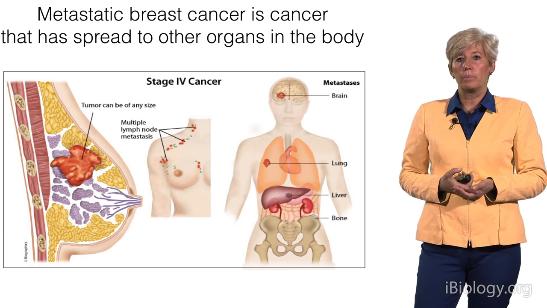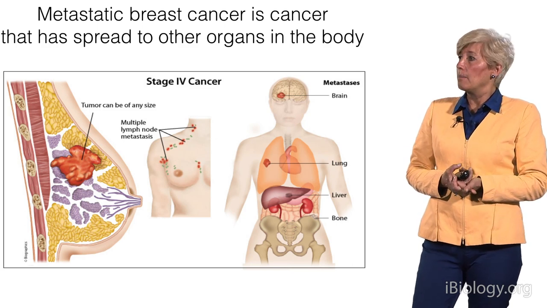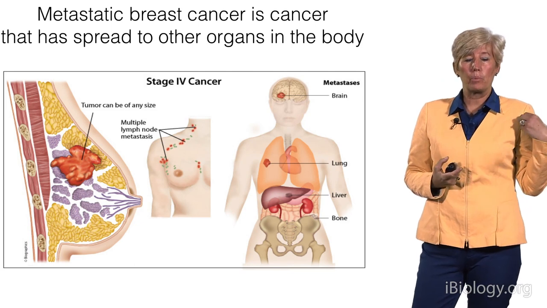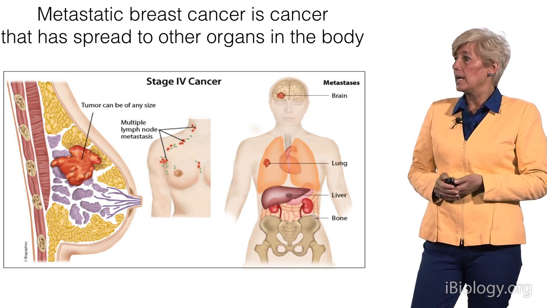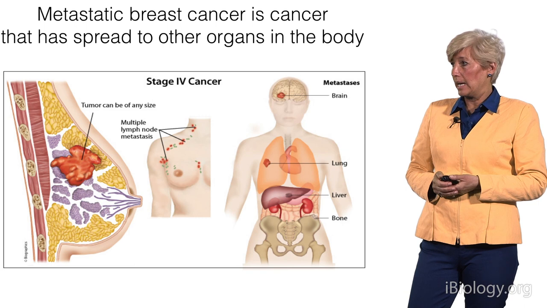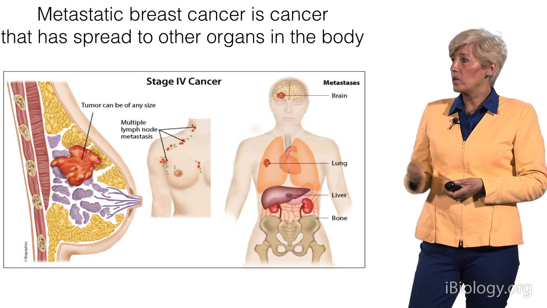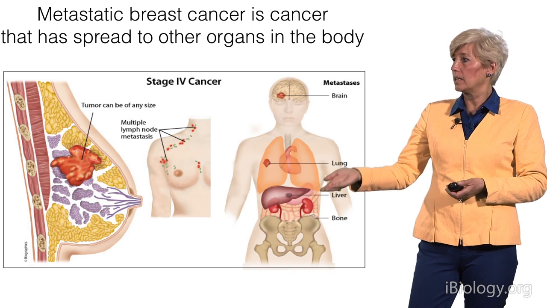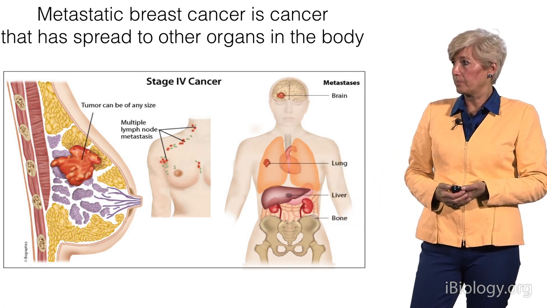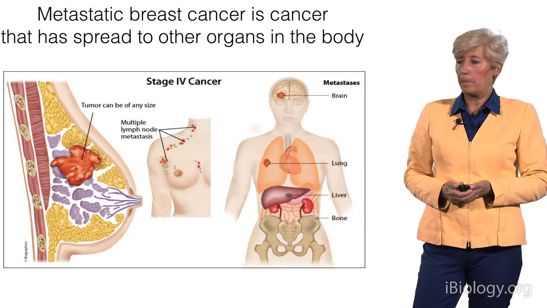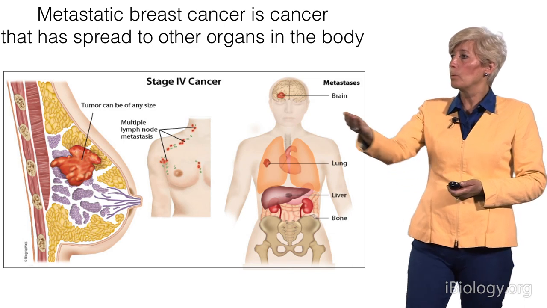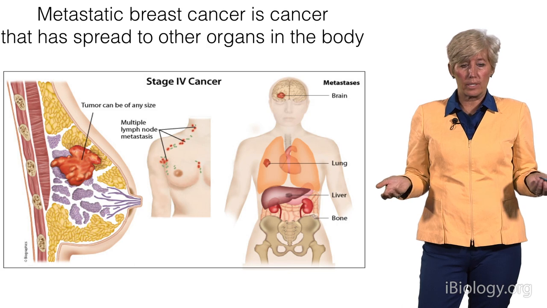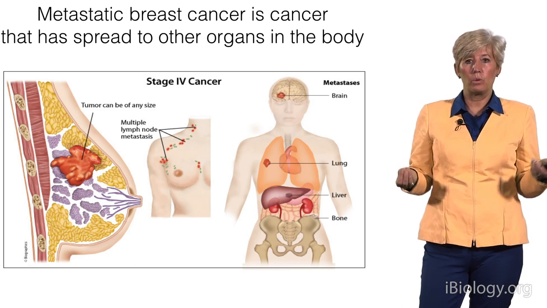So now let's move to metastasis. So metastatic breast cancer is cancer that spreads from the breast to other parts of the body. And in the case of breast cancer, they will go to the lymph node and then four major parts of the human body: the brain, the lung, the liver, and the bone. Now this is what ends up killing patients. If the tumor remains in the breast of the patient, surgeons can remove that tumor and women will be fine.